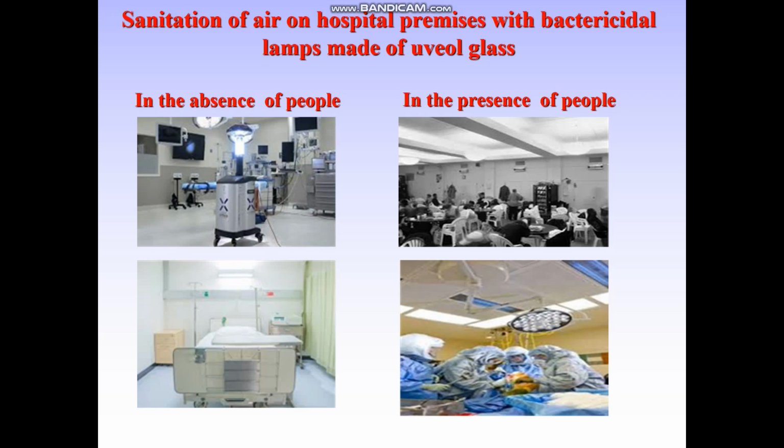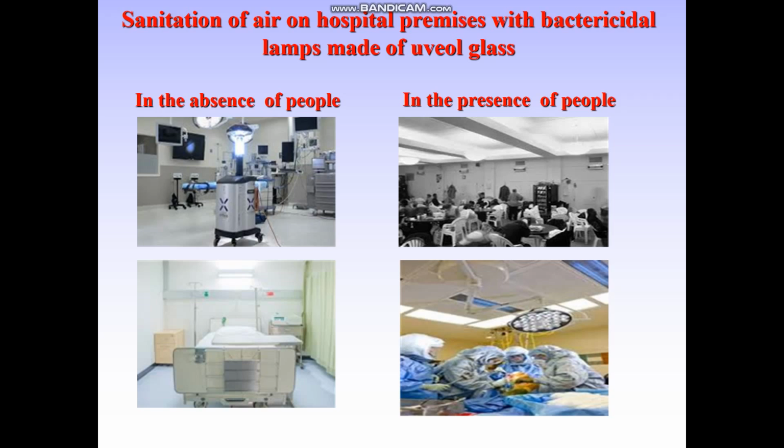Sanitation of air on hospital premises in the absence of people is usually carried out in bacteriological laboratories, operating theaters, dressing rooms, and in laboratories at the chemists after cleaning. In this case, open lamps, booth 15, booth 30 are usually used. The lamps are placed at a height of about 2.5 meters above the floor, evenly all about the room, or about the workplace, or in the doorways, where a screen of bactericidal rays is created.